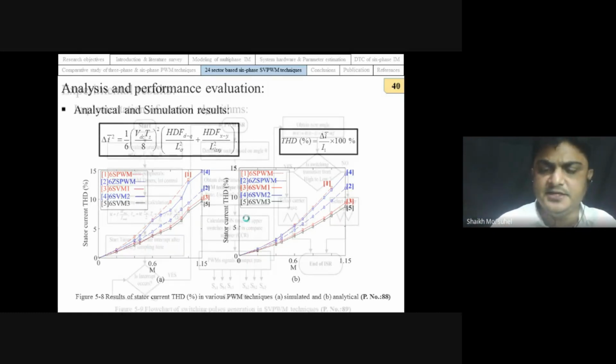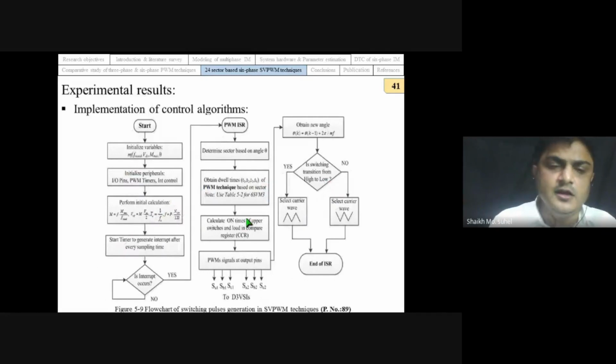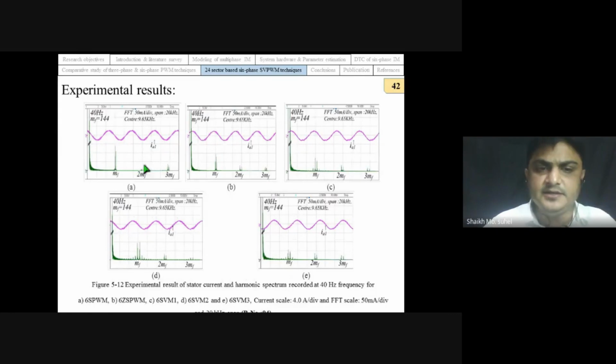These are the implementation steps that we have used for the development of our PWM technique, and these are the experimental results. In the experimental results also, it is confirmed that the 6-phase SVM3 technique can produce the lowest stator current distortion among all the PWM techniques, while the 6-phase SVM1 PWM technique produces a higher stator current distortion among all the PWM techniques.